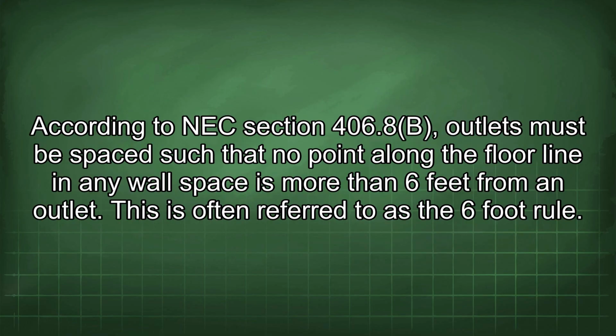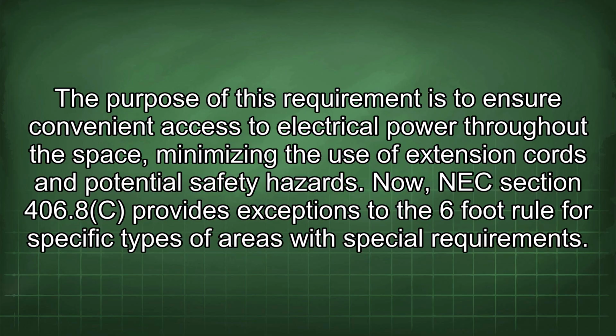According to NEC Section 406.8b, outlets must be spaced such that no point along the floor line in any wall space is more than 6 feet from an outlet. This is often referred to as the 6-foot rule. The purpose of this requirement is to ensure convenient access to electrical power throughout the space, minimizing the use of extension cords and potential safety hazards.